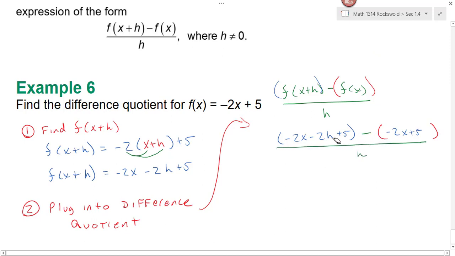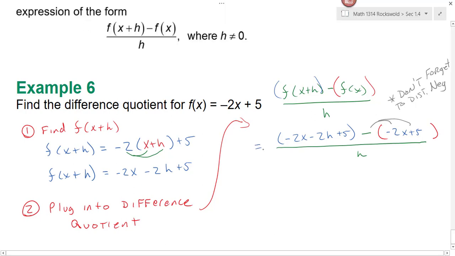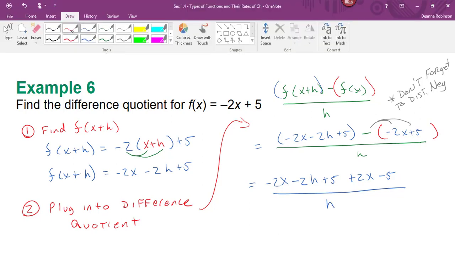Now we simplify. Can I just drop these parentheses? Not when there's a negative right there. Be sure that you distribute this negative. And when I see common mistakes, it's people forgetting to distribute the negative. You've got to distribute that negative across those terms right there. Then I can drop the parentheses. So this is going to be equal to negative 2x minus 2h plus 5 plus 2x minus 5 all over h. Now I've got things that'll cancel out.